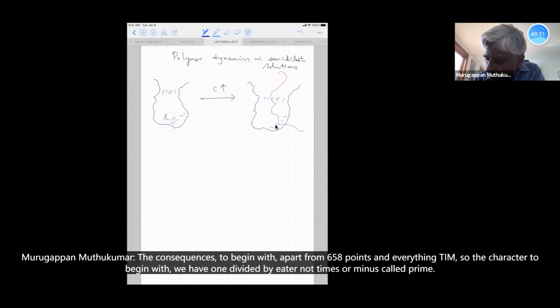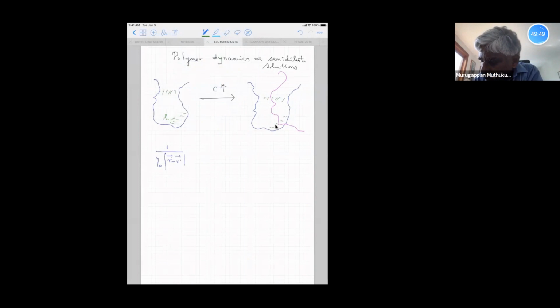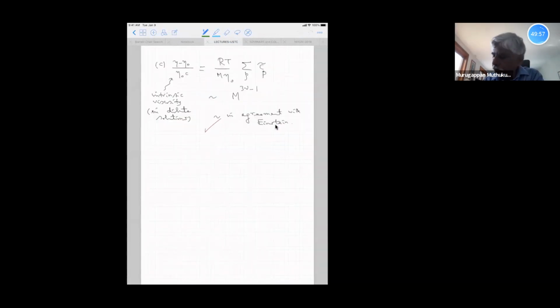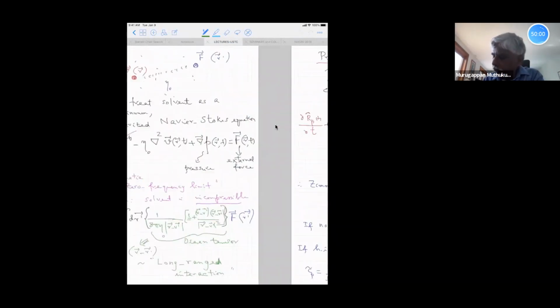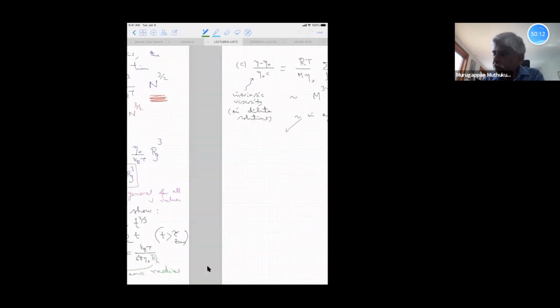So the consequence of this is the following. To begin with, apart from 6 pi's, 8 pi's and everything, the tensorial character, we have 1 divided by eta naught times r minus r prime. This is the full-fledged hydrodynamic interaction, which was a tensor. It's not a tensor anymore here, but I'm writing only the key aspects: 1 divided by eta naught times r minus r prime. That's my long range hydrodynamic interaction tensor, right? That's what I'm writing.